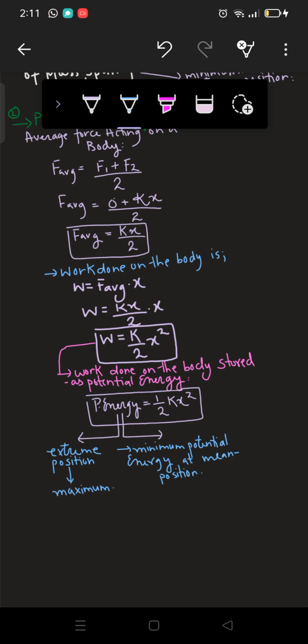Our maximum potential energy would be at extreme position, since at extreme position the body will have covered some displacement, and potential energy is due to the position of the body, right? If a body covers some displacement, it will possess potential energy, otherwise it will not, right? So at mean position our potential energy would be minimum.